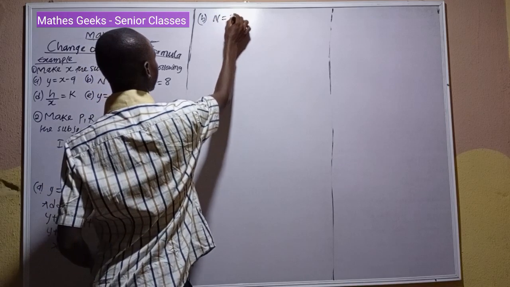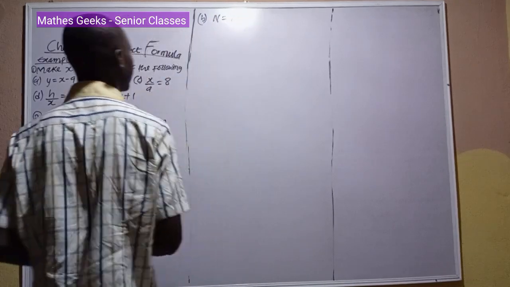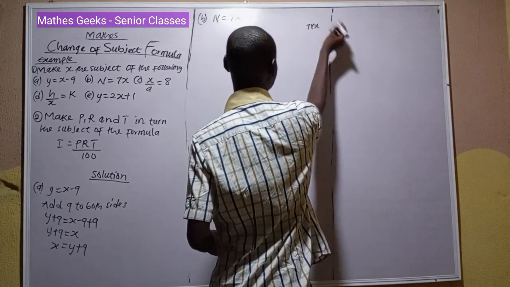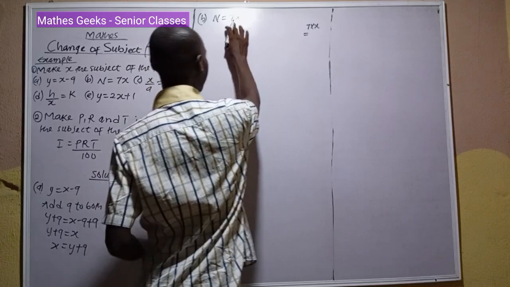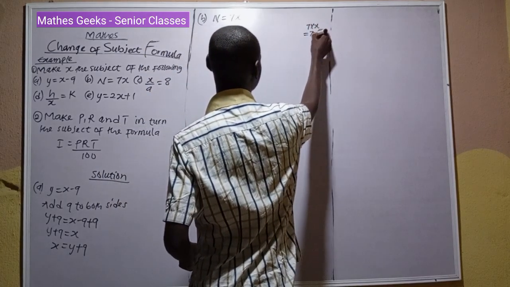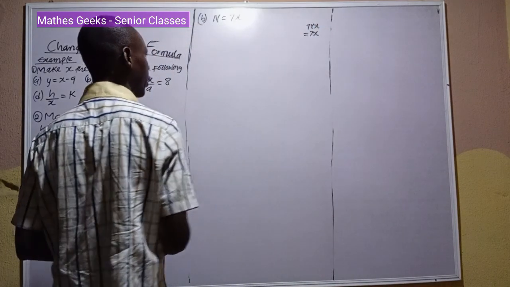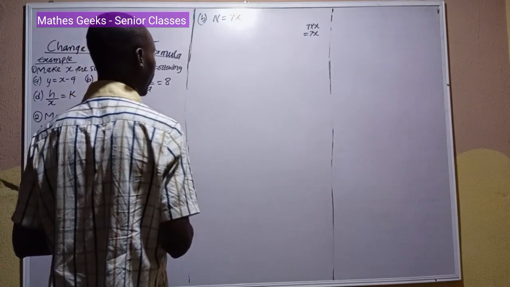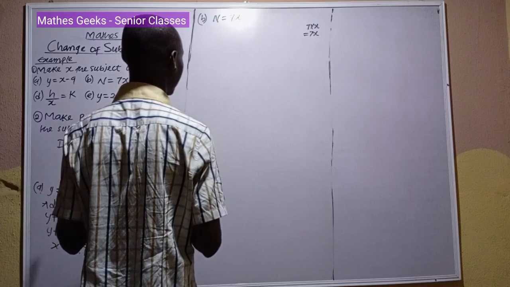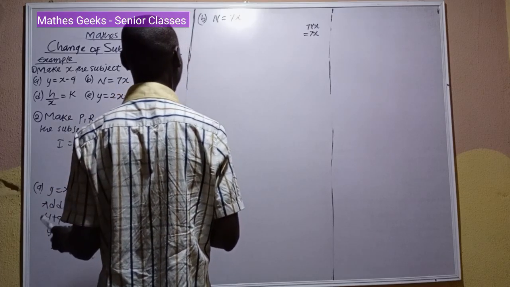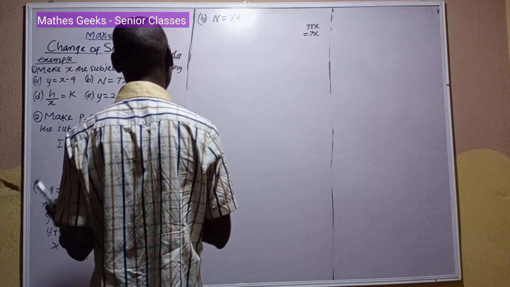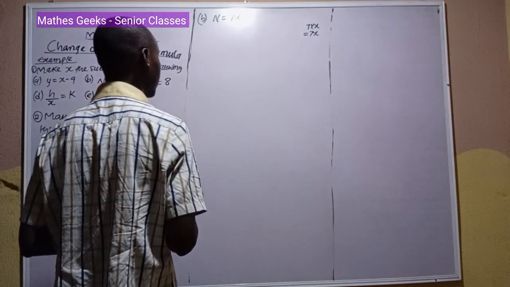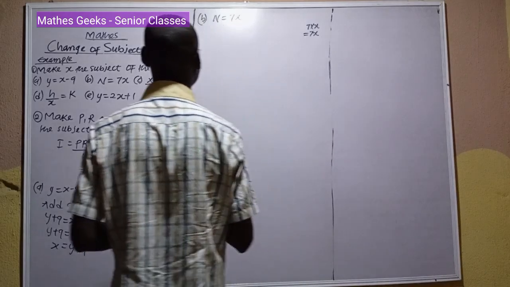And it's equal to 7x. Now, in this case, 7x is 7 times x, that's 7 multiplied by x. And what did I say about multiplication? If you are to change the subject of a formula, and the letter you have to make subject is connected to another number or letter by multiplication, then you have to carry out the opposite of multiplication, which is division, in order to make that letter the subject.